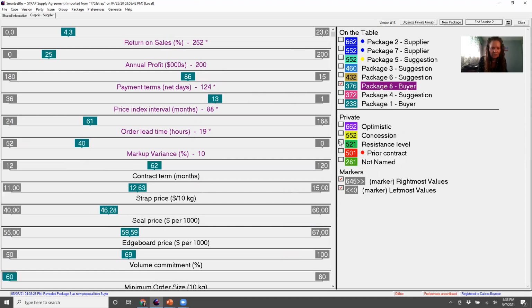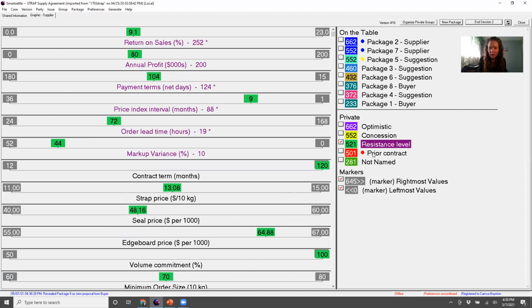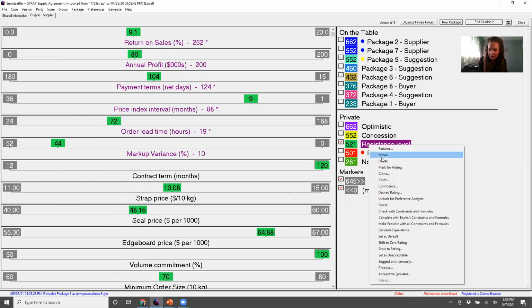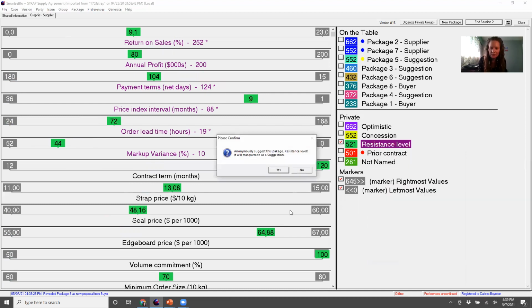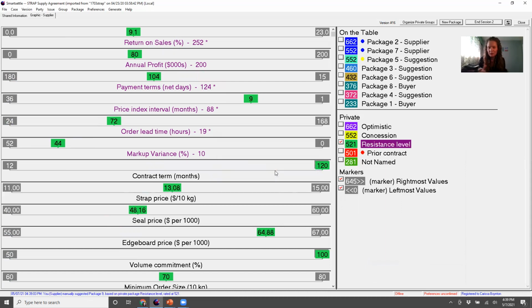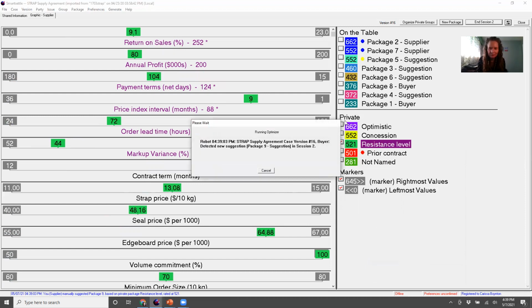Now we have another neat thing that we can do. See this resistance package here? I'm going to put this on the table as a masquerade. So that's going to make this package look just like a suggestion. And what that does is it removes any bias that buyer might have towards accepting something with my name attached. So that's going to show up right up there.